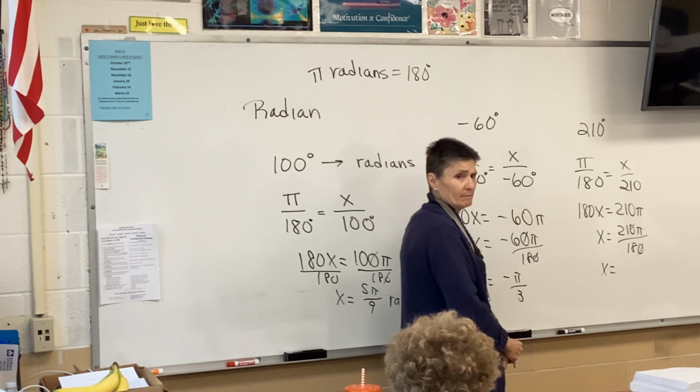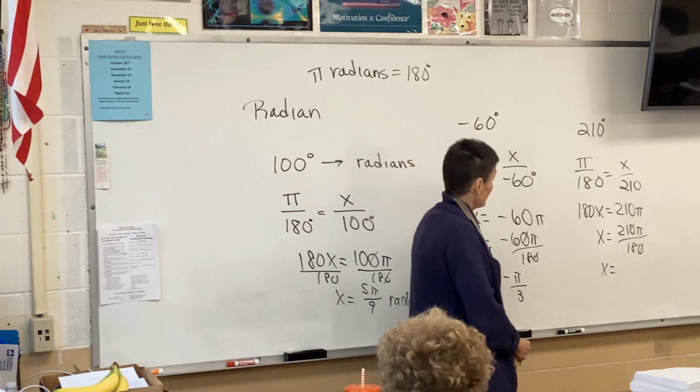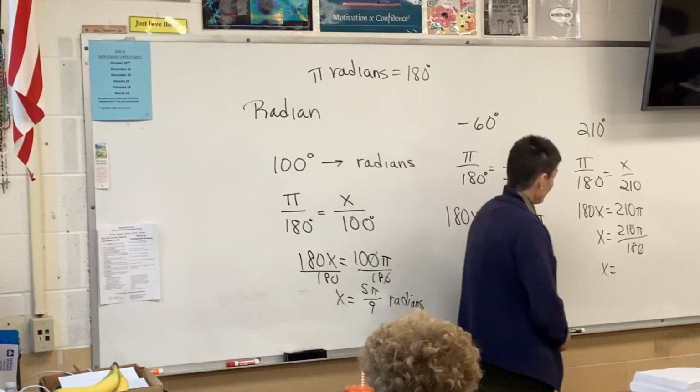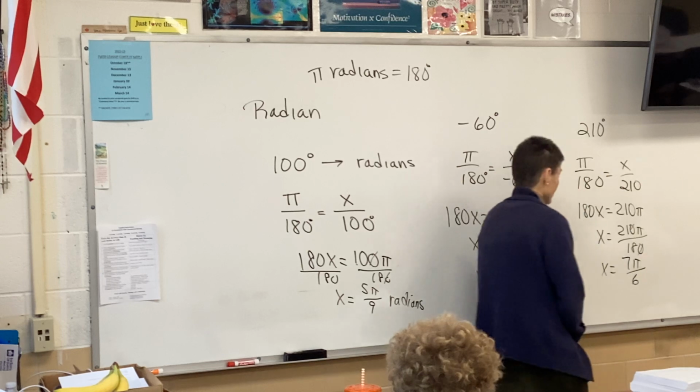Over 18. Out. 3 will go into both of those. So what is it? 7 pi over 6. Is that right?